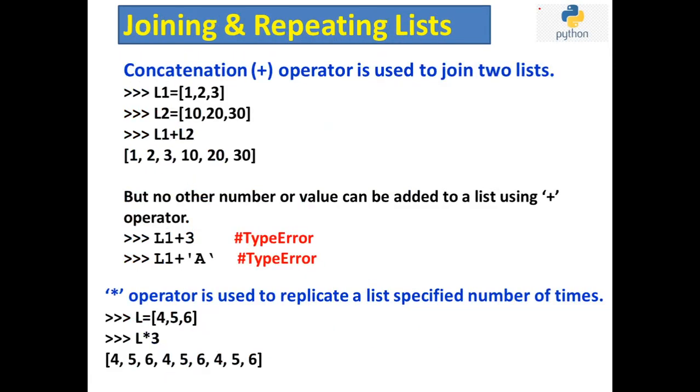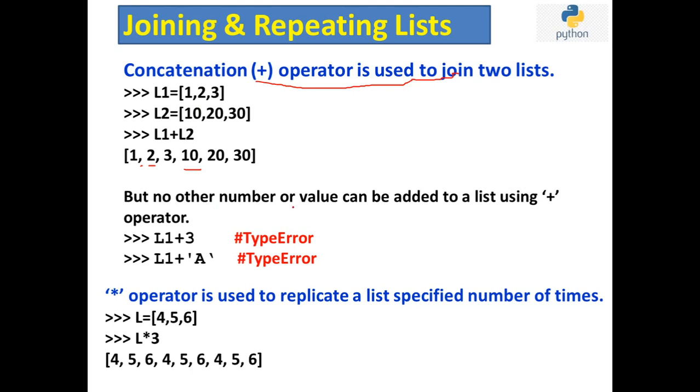Joining and repeating lists. The concatenation operator is used to join two lists. If two lists are there, sidewise joining is done, first list, then second list. If I write L2 plus L1, the elements of the second list will be displayed, 10, 20, 30, then the elements of the first list, 1, 2, 3. That means it is just one type of joining operation, not actually a calculating operation.